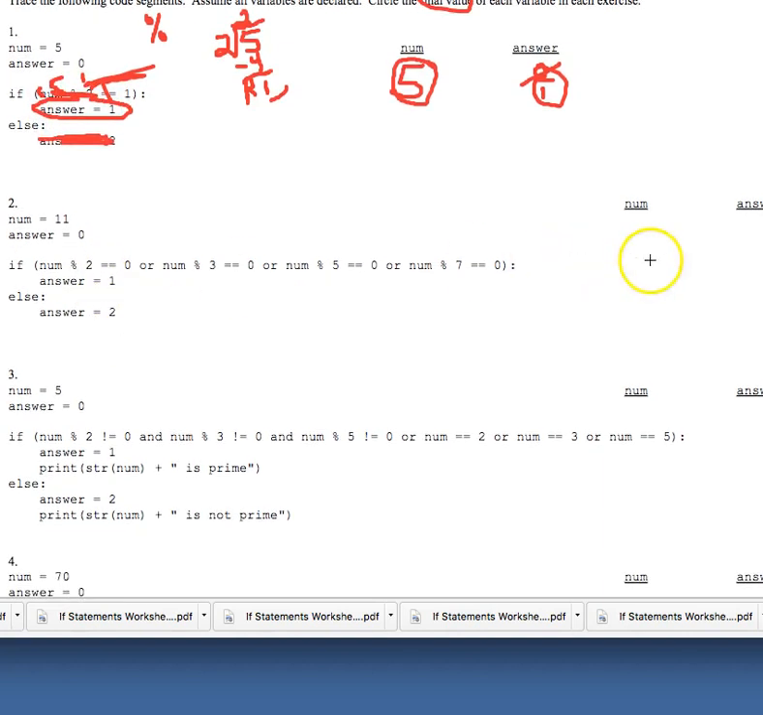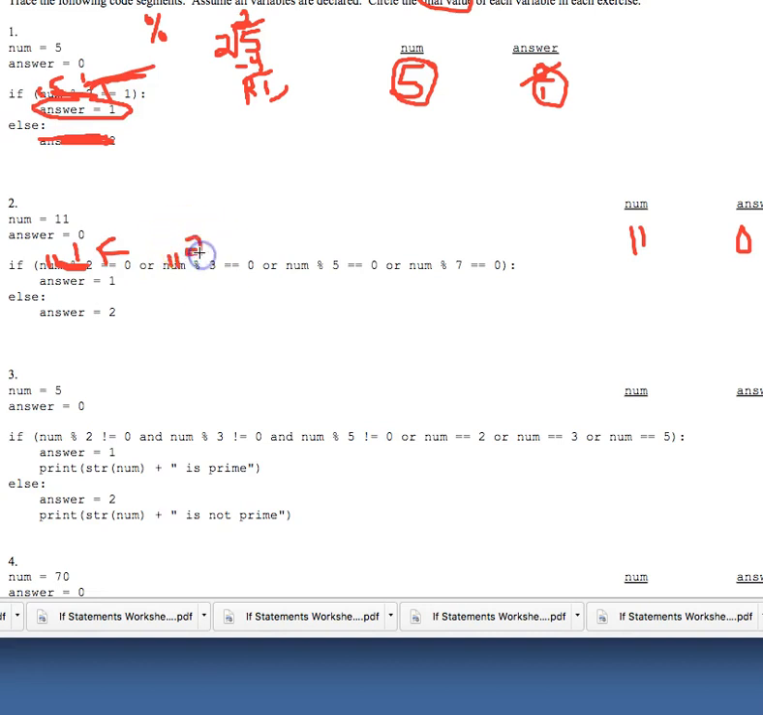And number 2, num starts out as 11, answer starts out as 0. I know that you can't really see it in the video too well, but that's that. Okay, according to order of operations, we have to do these percent symbol mod operators before the ors and all that. So let's just work from left to right. What's the remainder of 11 divided by 2? 1. And is 1 equal to 0? False. Hey, what's 11 divided by 3? What's the remainder of that, rather?